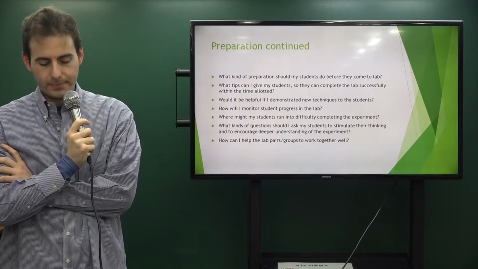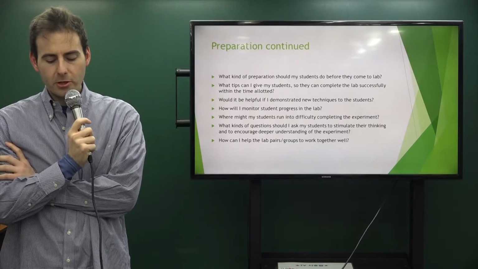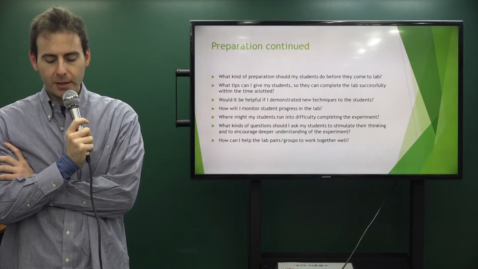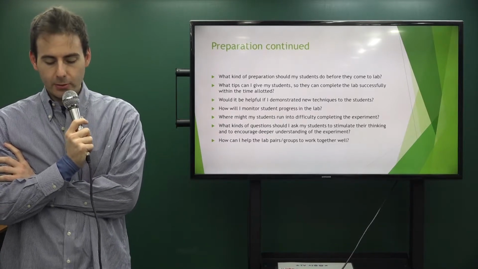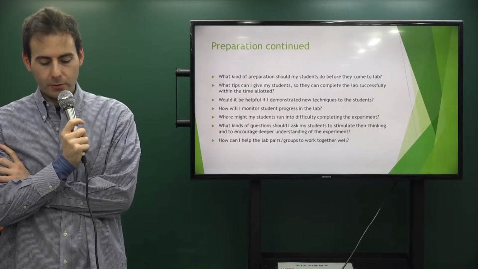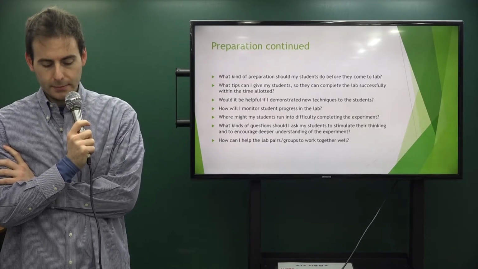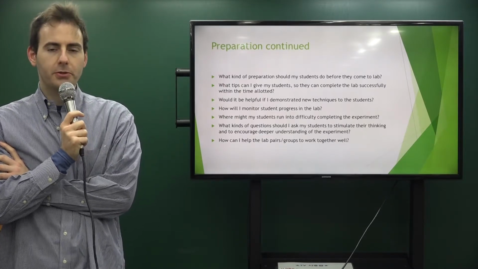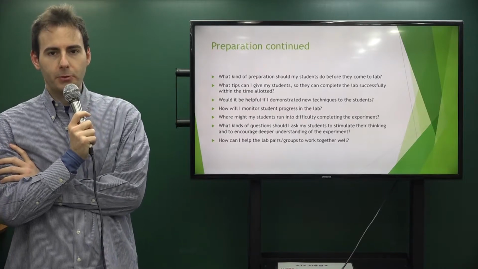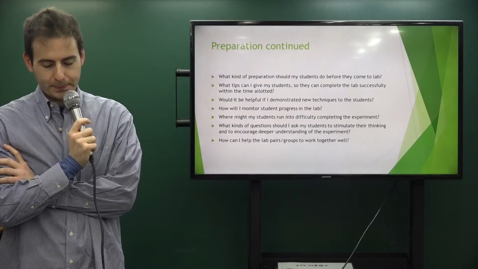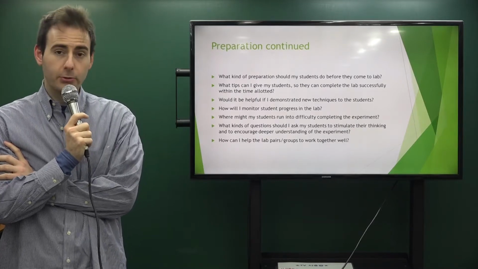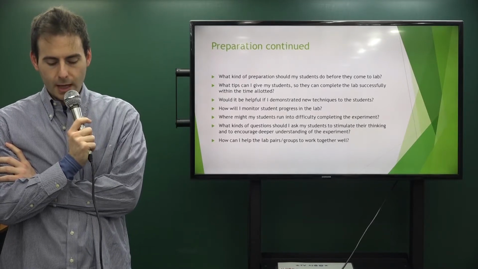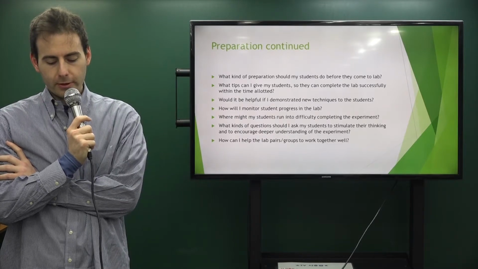Preparation continued. What kind of preparation should my students do before they come to lab? What tips can I give my students so they can complete the lab successfully within the time allotted? Try to give the students as many tips as you can before the lab so that they can do it as best they can. Would it be helpful if I demonstrated new techniques to the students? How will I monitor student progress in the lab?